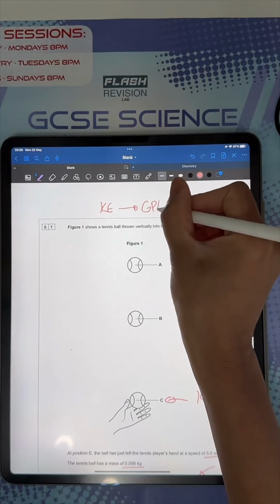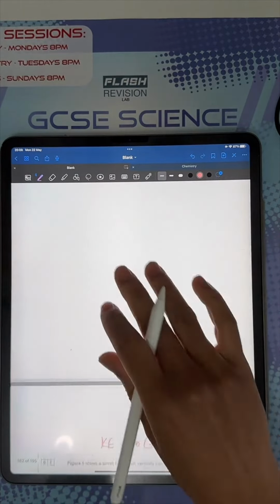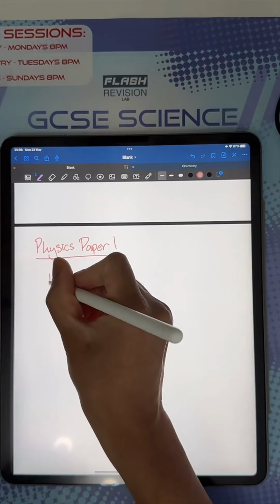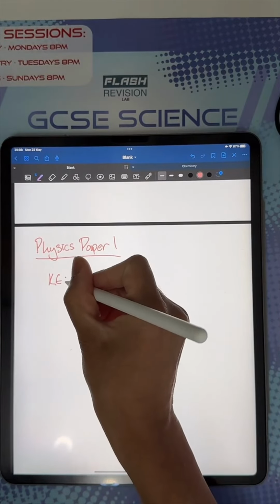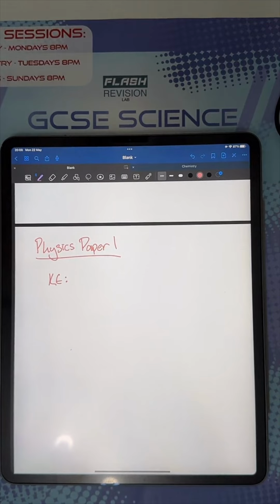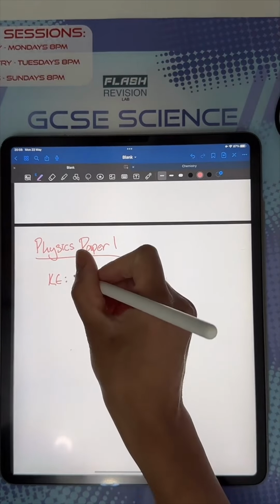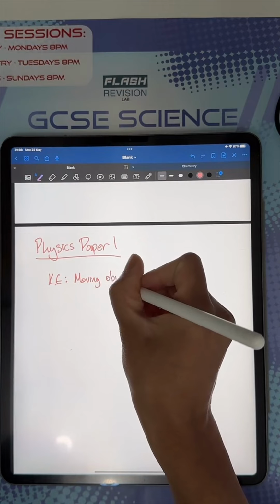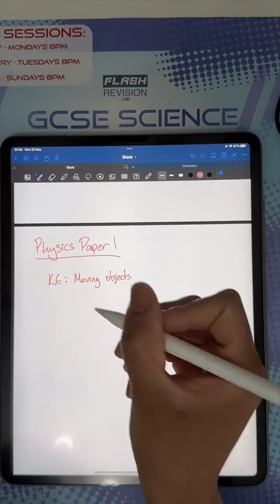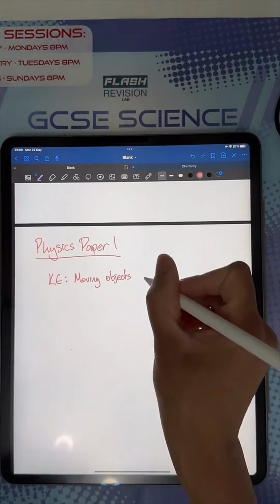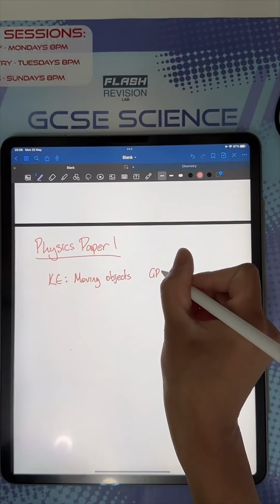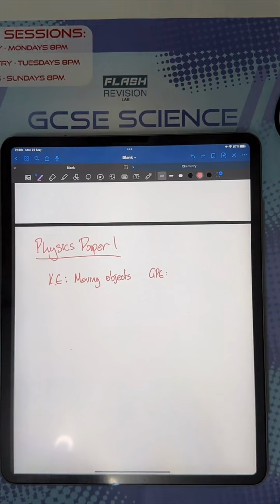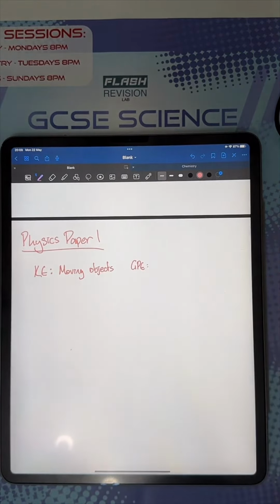Because think about what kinetic energy is. What type of objects have kinetic energy? What type of objects have kinetic energy, guys? Tell me. Moving objects, yeah? So the faster an object's moving, the more kinetic energy it has. What about GPE? How do you increase GPE, the gravitational potential energy of an object? How do you increase the gravitational potential energy?